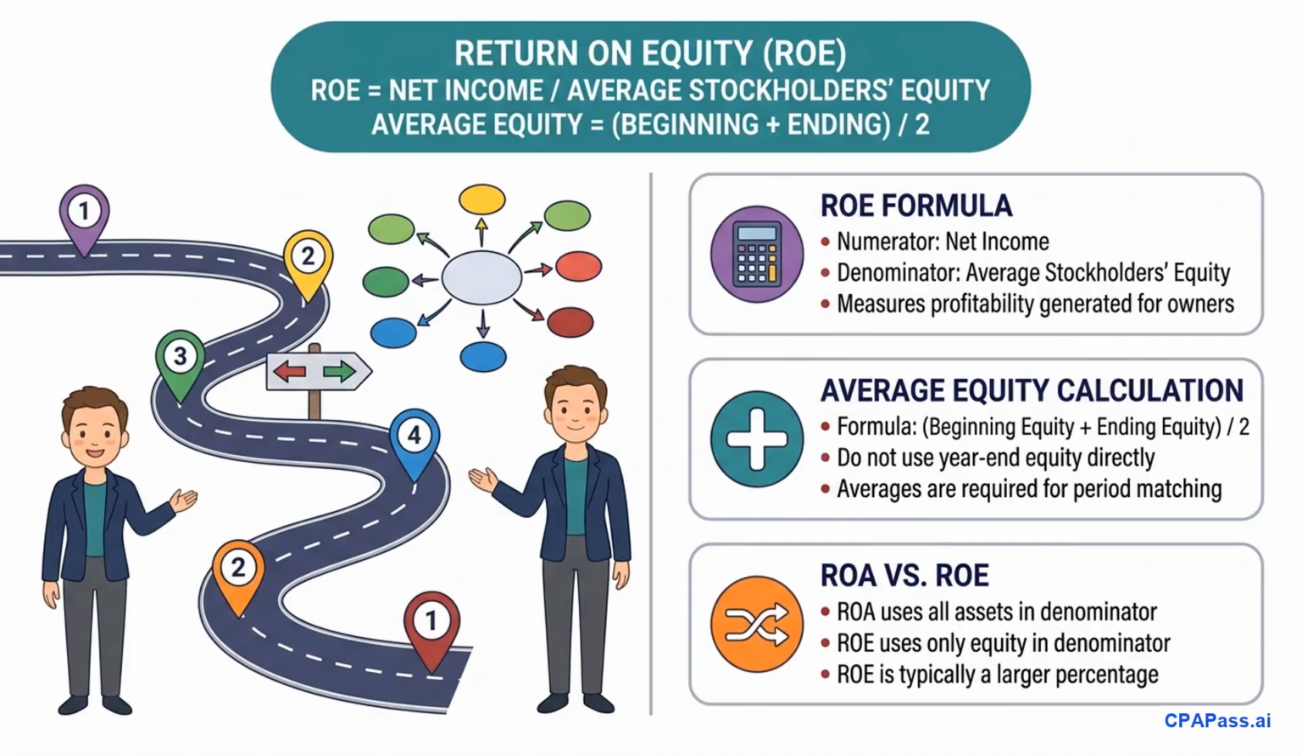Remember, because equity represents only a portion of how a company is financed, the denominator for ROE is smaller than that of ROA. Consequently, a company's ROE will almost always be a larger percentage than its ROA. Keep this relationship in mind to sanity check your final exam calculations.